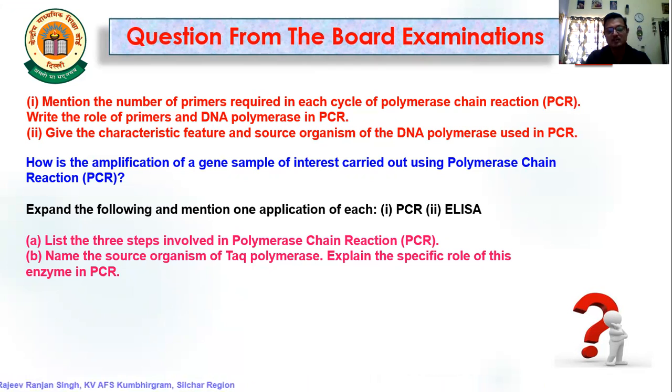How is the amplification of a gene of interest carried out using the PCR reaction? You need to write all the 3 steps. Expand the following and mention one application of each: PCR, ELISA. For PCR, we need to write polymerase chain reaction and its application, which you are very well aware of. List 3 steps involved in polymerase chain reaction. Name the source organism of Taq polymerase. Explain the specific role of this enzyme in PCR.